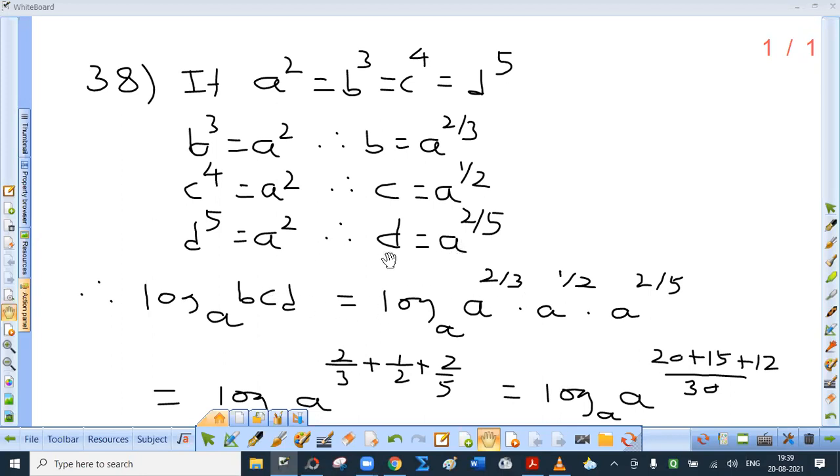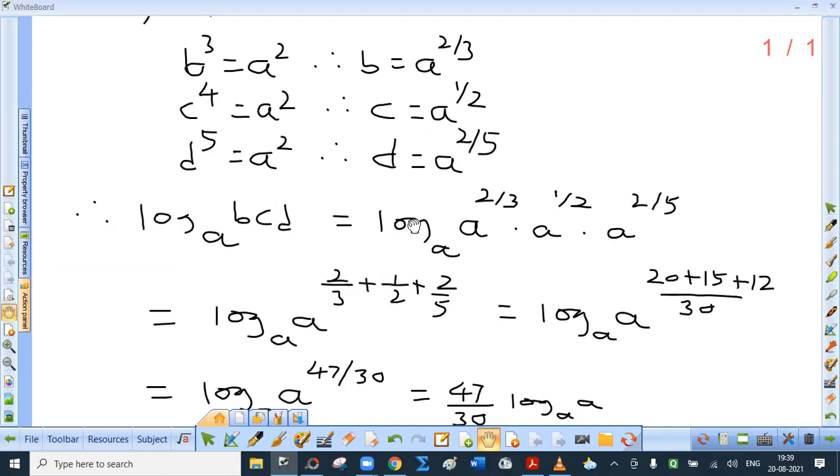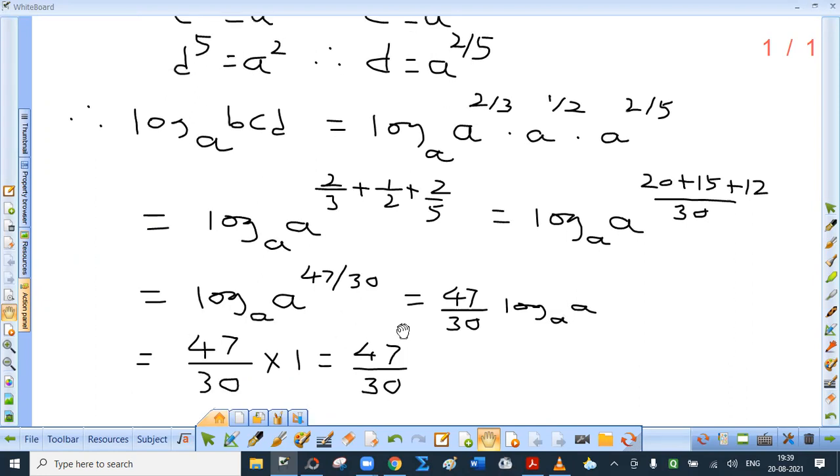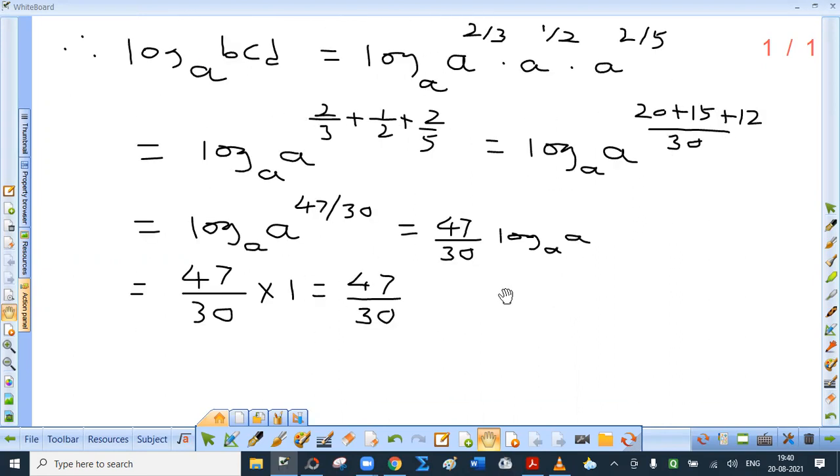It would have been better if I had obtained the product b into c into d separately. This is also correct. Substitute values of b, c, d. Now laws of indices, LCM is 30. So finally it is log of a raised to 47 by 30 to the base a. Log of m raised to n is n log m. So 47 by 30 log a to the base a. But log of any number to the same base is 1. So 47 by 30.